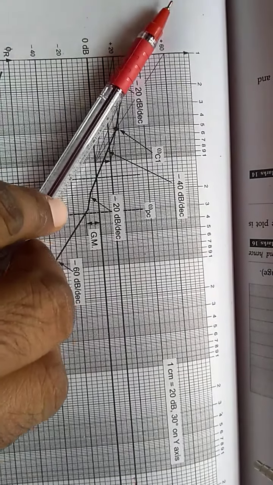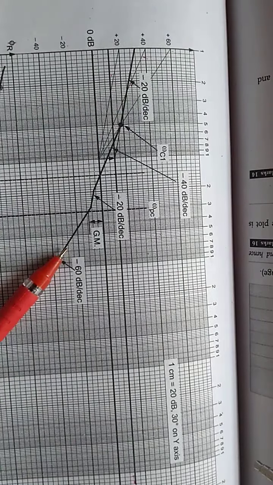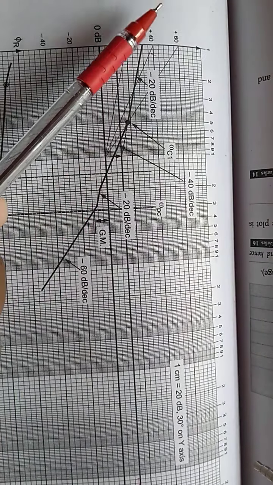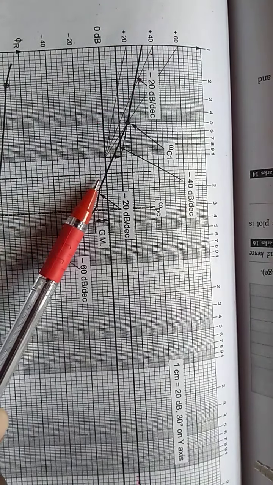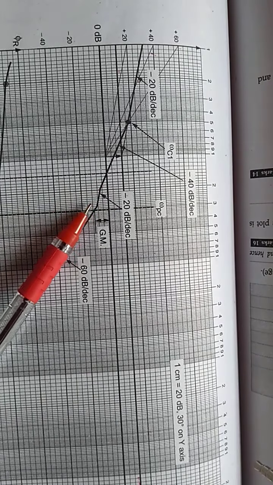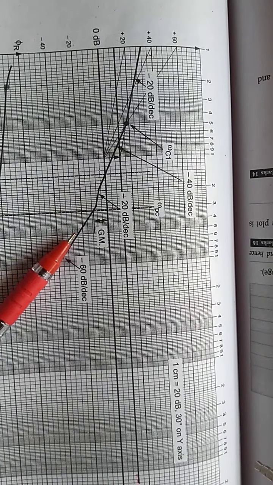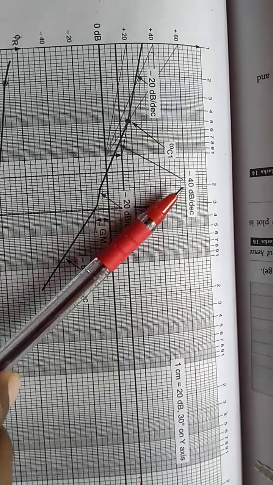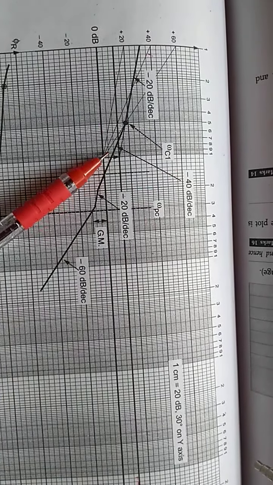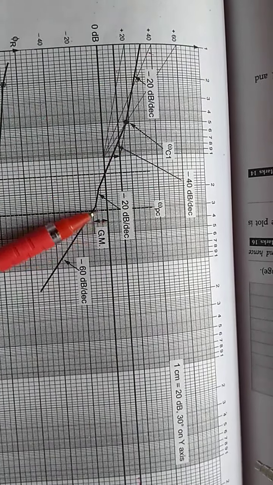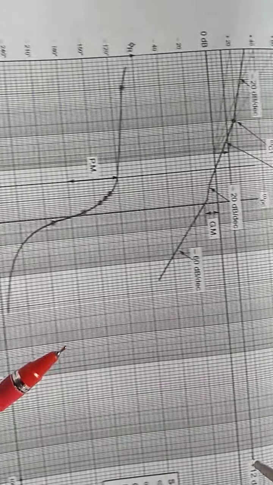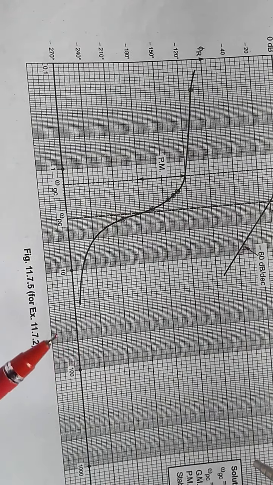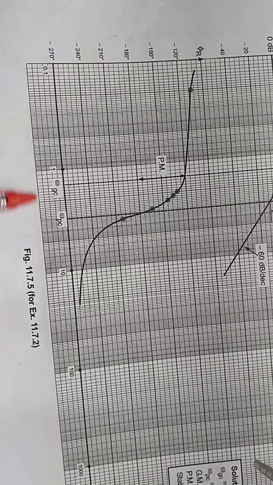So 40 dB per decade. Next, from 2 to 2.83, draw the line which is parallel to 60 dB, a small distance. Then 2.83 to infinity is minus 60 dB. So as for the magnitude plot, you can draw the slope lines, and that will be marked here. Then for the phase angle plot, there are no difficulties. From omega versus phase angle, you can plot the graph.